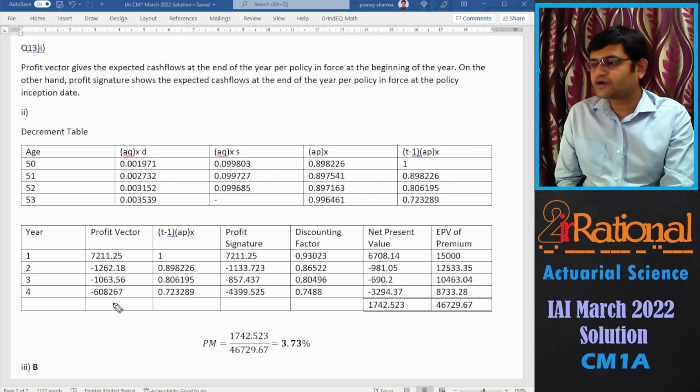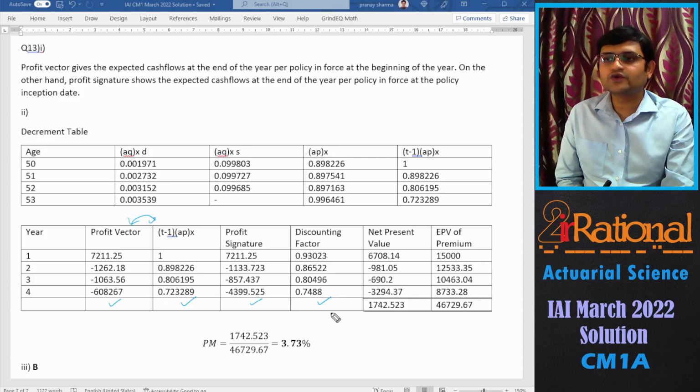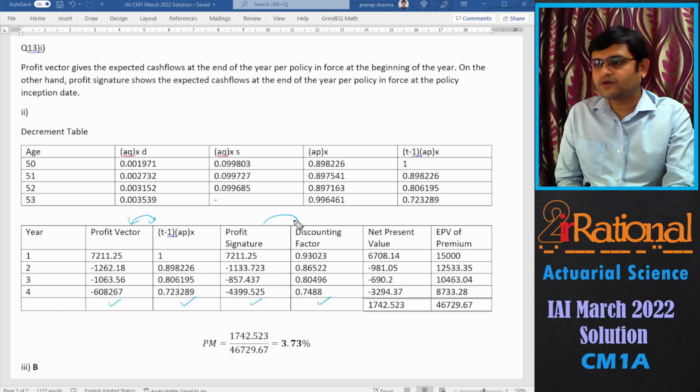Then for profit testing, we'll say profit vector, T minus 1 APX, profit signature would be multiplication of these two. Then we'll calculate the discounting factor according to the risk discount rate, and net present value will be multiplication of these two. Total value is this much. Expected present value of premium according to again the discounting factor here and T minus 1 APX. The expected present value would be this much, and our profit margin comes out to be 3.73.